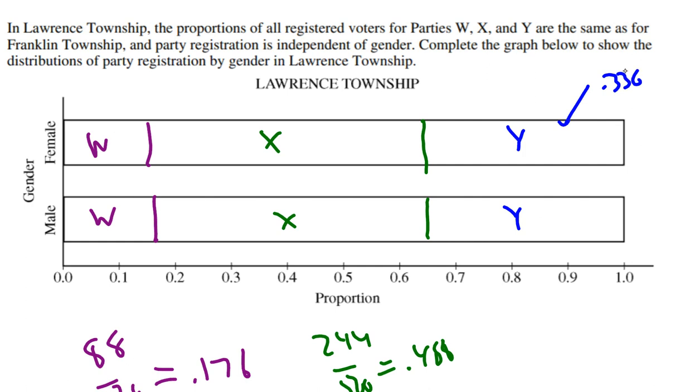The main idea of this part of the question is just to realize that if we have independence with respect to gender, then the segmented bar graphs for both genders should be the same.